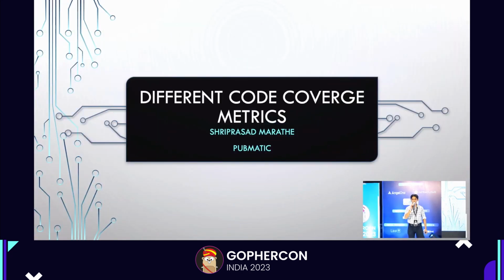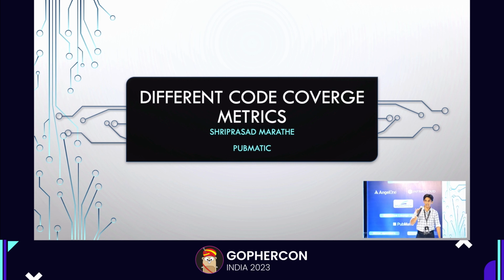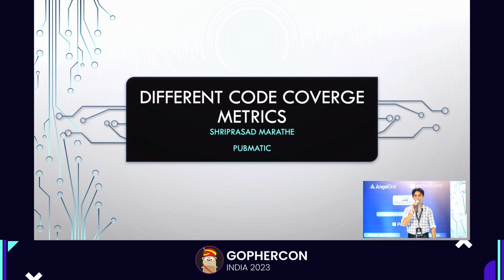Today I'm going to cover different code coverage metrics. In the last 2 days we have seen people talking about unit testing, the benefits of unit testing, and how it helps us in production-ready code. Parallelly, I could say how much we look at covering while writing the unit tests, the various aspects around the writing of the unit tests.